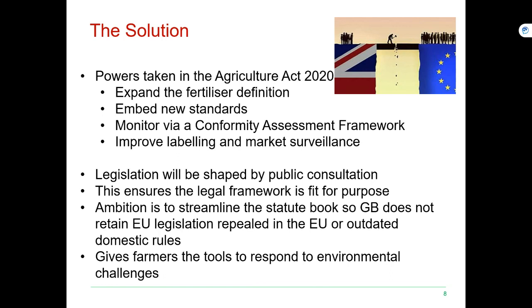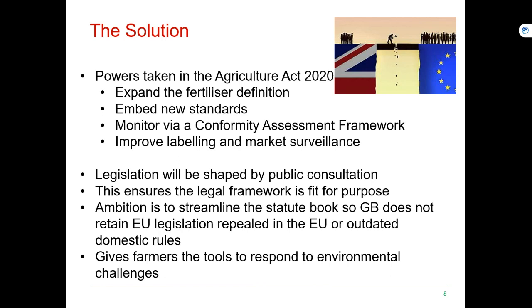We've also taken powers to embed new standards into regulation, and because we have assessed that the conformity assessment framework that is going to be implemented by the EU is quite a good system actually, we've also taken powers which will enable us to introduce that into the UK as well. We've also taken powers which will allow us to improve labelling and market surveillance.